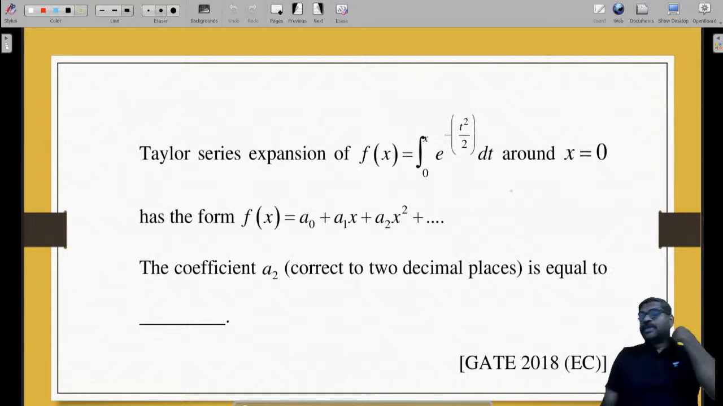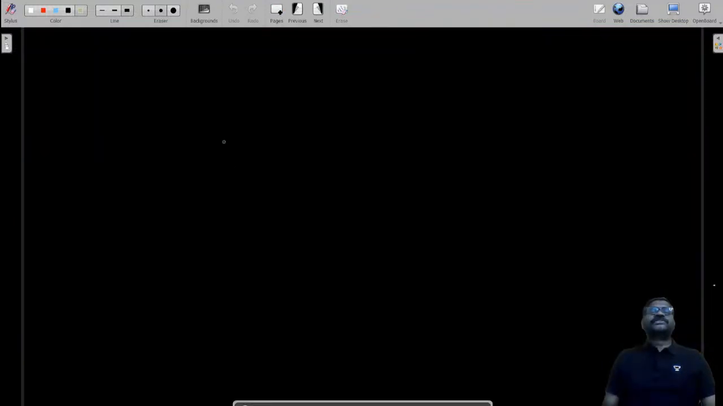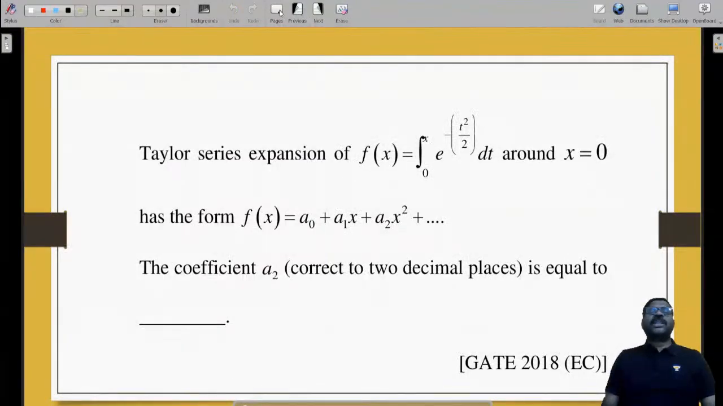Next, the Taylor series expansion of f of x equal to integral 0 to x e power minus t square by 2 around x equal to 0, f of x is a0 plus a1x plus a2x square, then the value of a2 is, observe, a2 is nothing but f double dash 0 by 2 factorial.